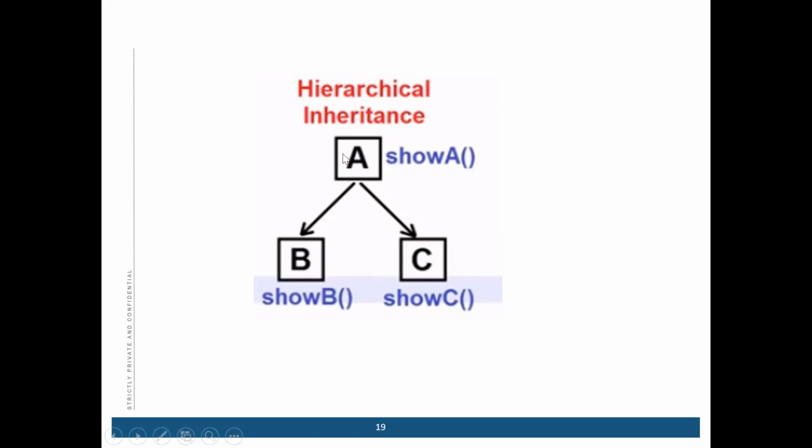Hierarchical inheritance is where the parent class is one and you have two children. That means B doesn't have the properties of C and C doesn't have the properties of B, but each has only the properties of A. That is called hierarchical inheritance. Suppose there is a method show A in class A, show B in class B, and show C in class C. We will see how it works.